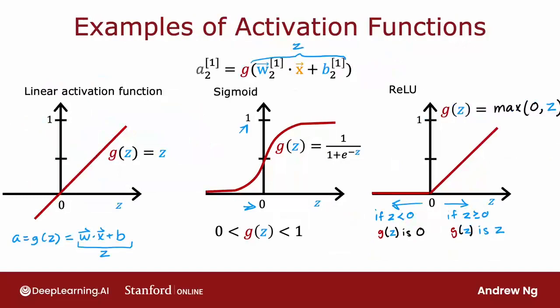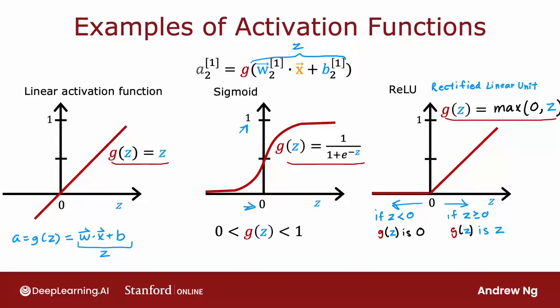Here are the most commonly used activation functions. You saw the sigmoid activation function, g of z equals this sigmoid function. On the last slide, we just looked at the ReLU, or rectified linear unit, g of z equals max of 0, z. There's one other activation function which is worth mentioning, which is called the linear activation function, which is just g of z equals z.